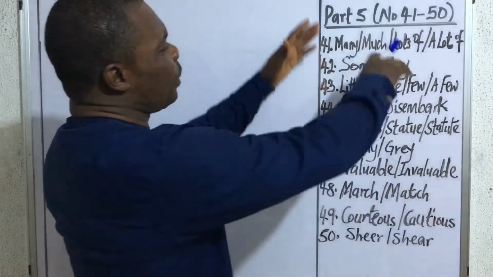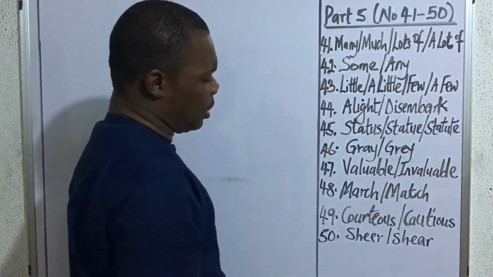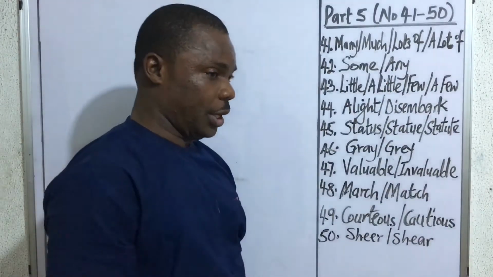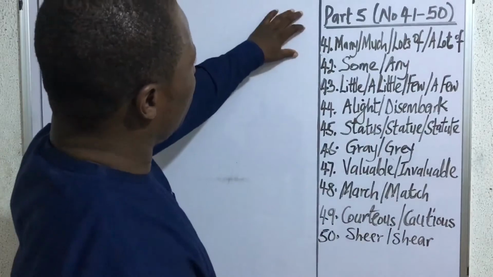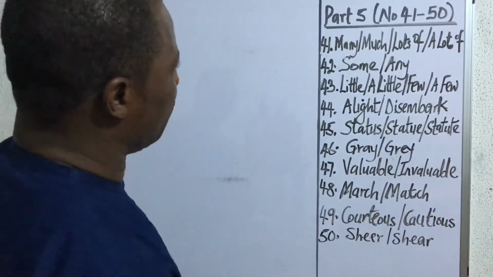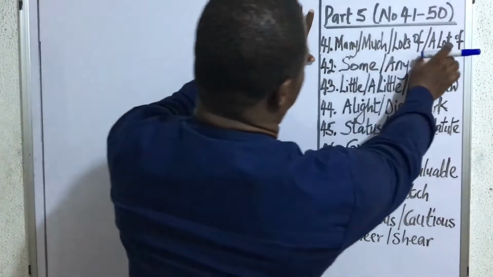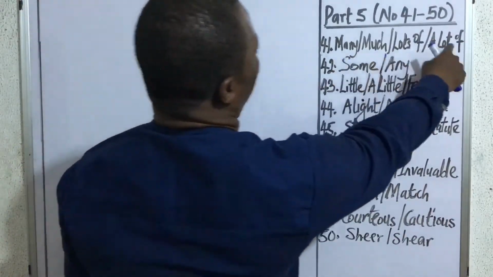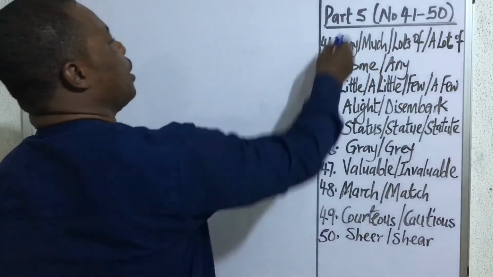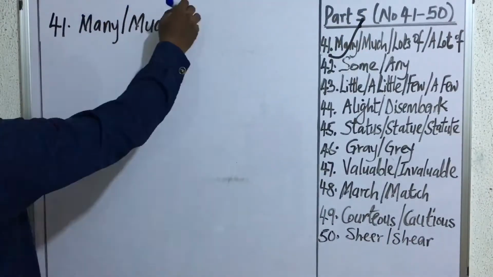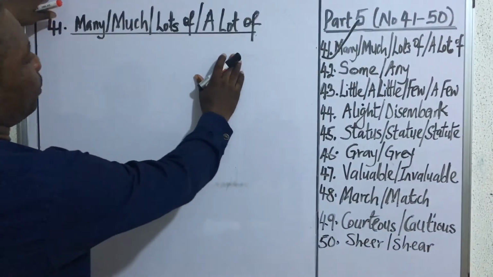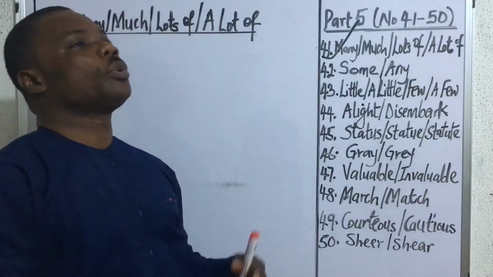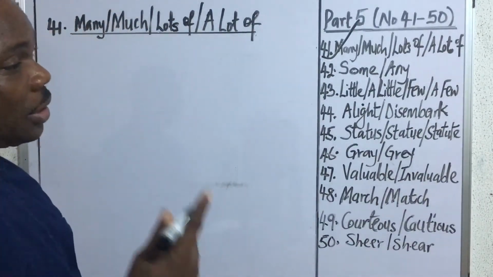Alright, so something of that nature is what happens to the rest of the words that we want to examine today. Alright? Now, let's analyze the first set of words that we have here, which are many, much, lots of, and a lot of. Alright? Good. Now, these elements are quantifiers. That means they are used to say that something is in abundance.